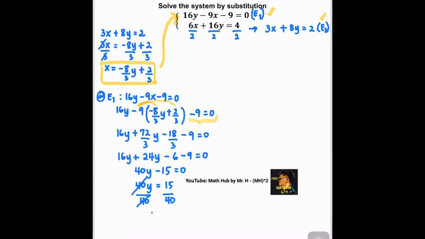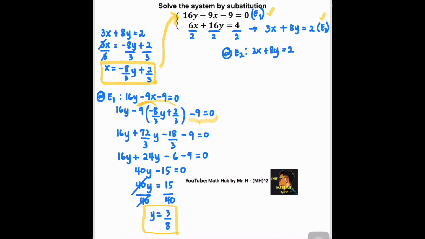Therefore, the value is y equals 15 over 40. Simplified form is 3 over 8. We already found the first value, the first answer we need. Now, since we found the value of y already, then we need the value of x, right? So that means we're gonna go back to the second equation, because the second equation is 3x plus 8y equals 2, which is easier to manipulate, okay? Let me continue my solution here.